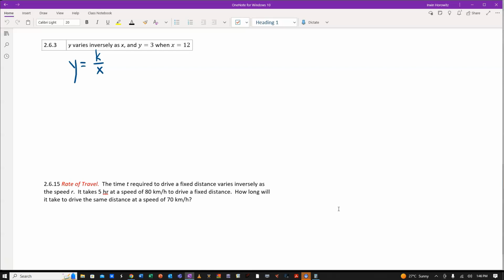So y equals 3 when x equals 12. So we get 3 is equal to k divided by 12. We multiply both sides times 12, and that gives us k is equal to 36, 3 times 12. That's our constant of proportionality, and our equation of variation then is just y equals 36 divided by x. And that would be the answer to this particular problem.